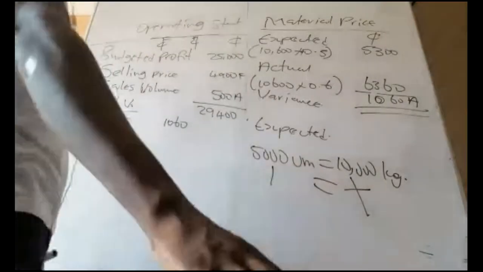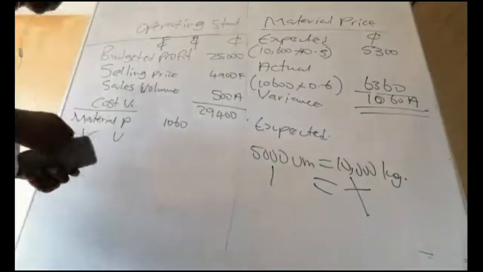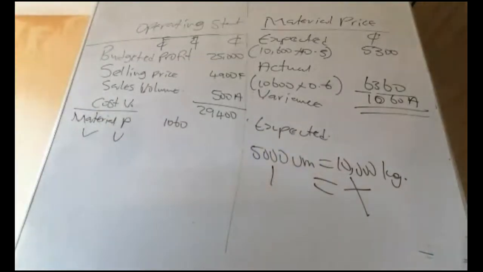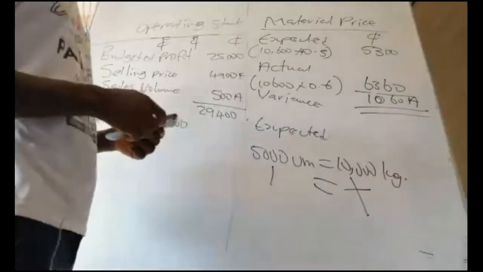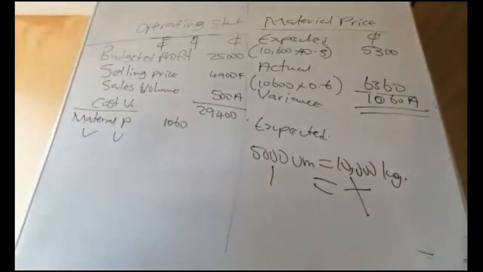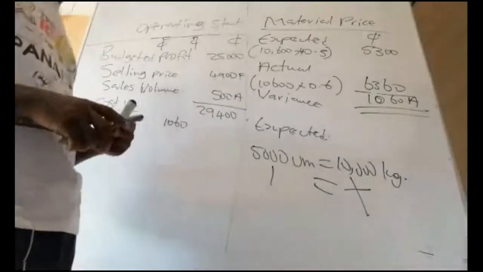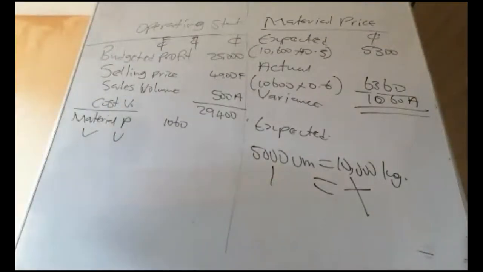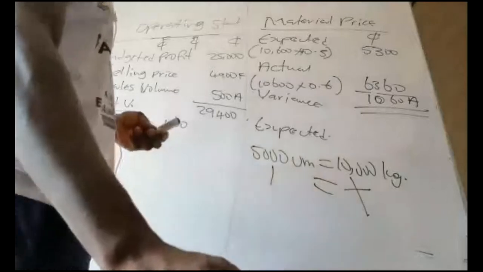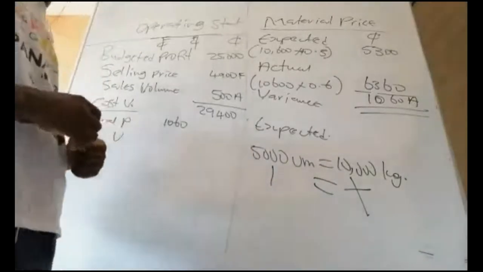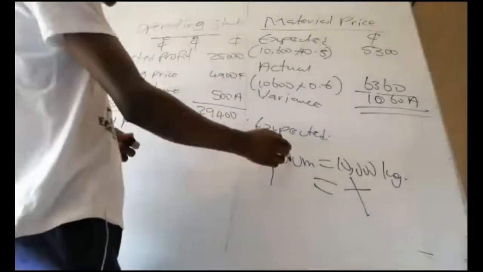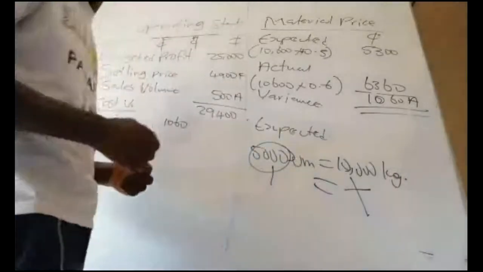Yes. So 10,000 divided by 5,000. That's 2. Sorry, 2. Perfect. It's equal to 2. So it means that each unit we need to spend 2 kg, so that when you multiply by 2, we get the 10,000.